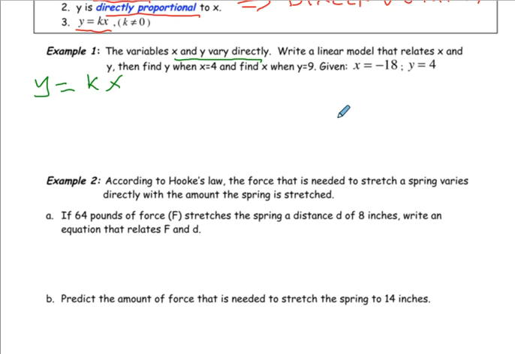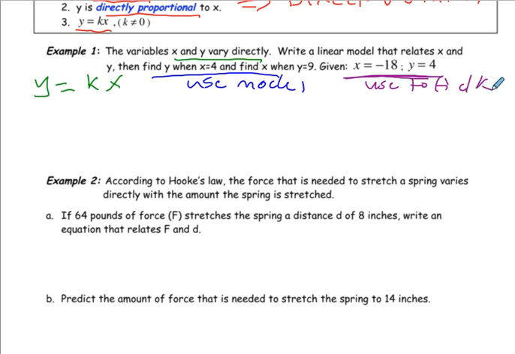So that's the first thing. And then we're asked to use the model. But first we have to write the model. In order to write the model, we're going to use the given information that x equals negative 18 and y equals 4. We're going to use that to figure out what k is, which is our constant of variation.